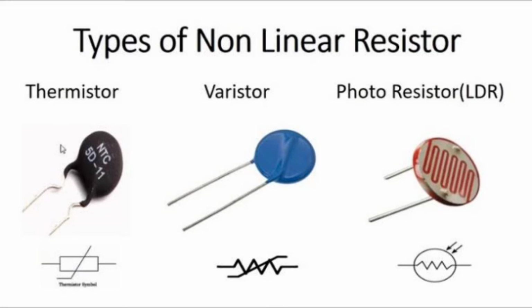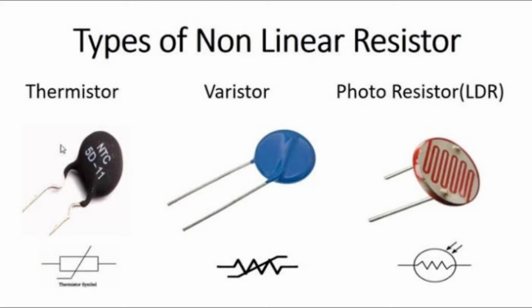Non-linear resistors are those type of resistors in which the flow of current changes with the change in temperature or the applied voltage. These are mainly of three types: thermistors, varistors, and photoresistors. A varistor is also called a voltage-dependent resistor. In this resistor, the current flow changes with the applied voltage.